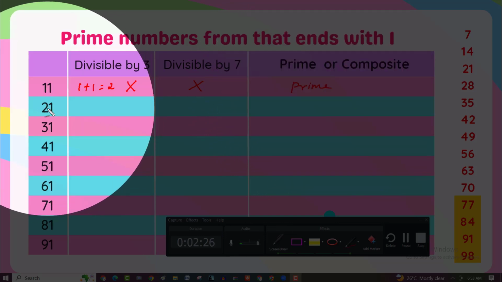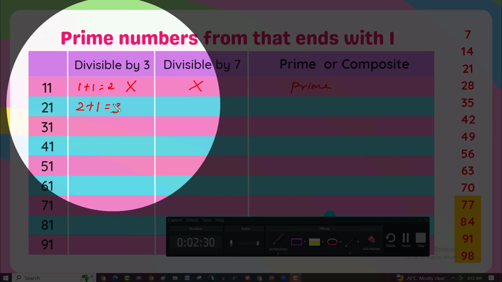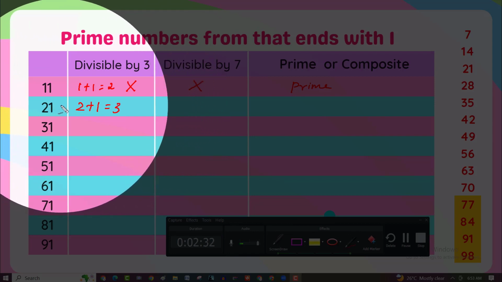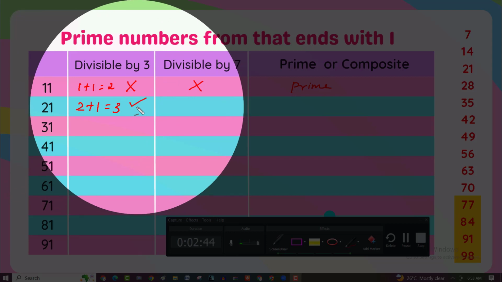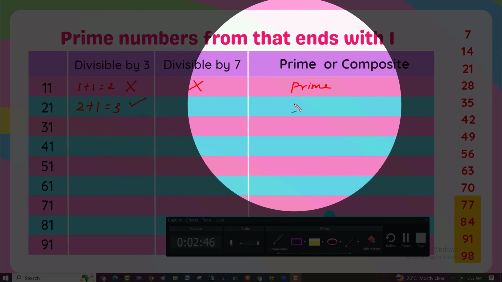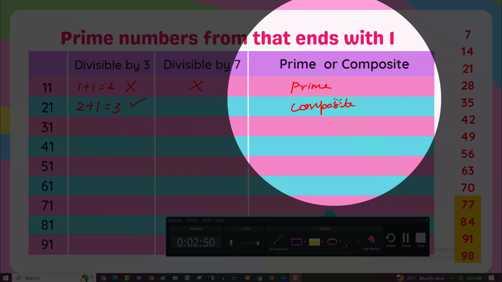Okay, now let's check for 21. 2 plus 1 equal to 3. Yes, 3. It is divisible by the 3rd table. Yes or no? So if you are getting like this, at least one divisibility is there, then we don't want to think about other things. We can directly go for composite. Got it?